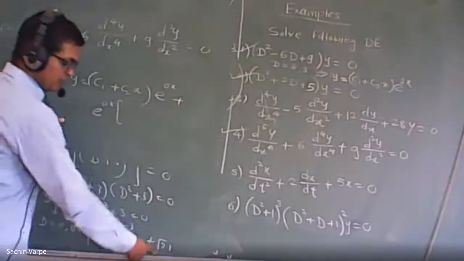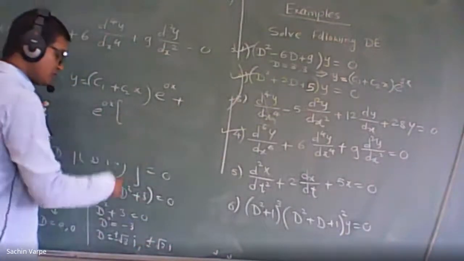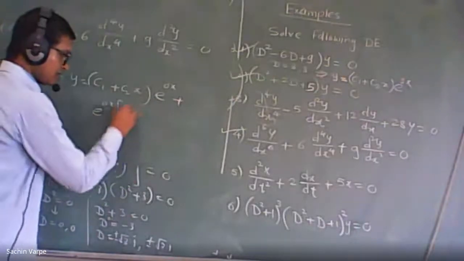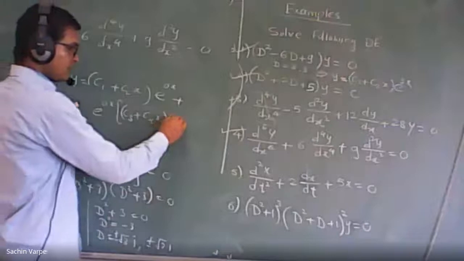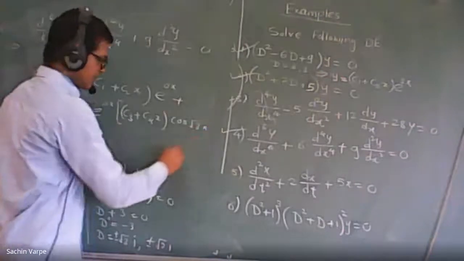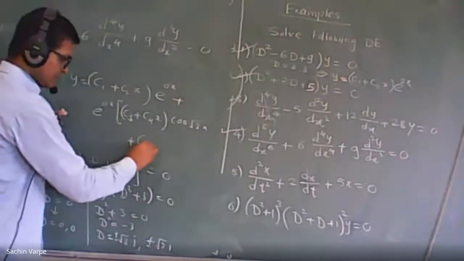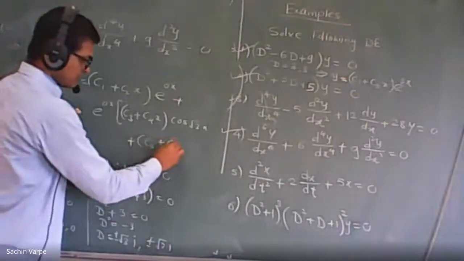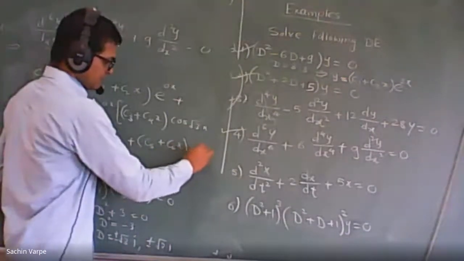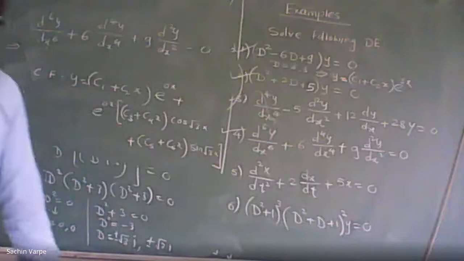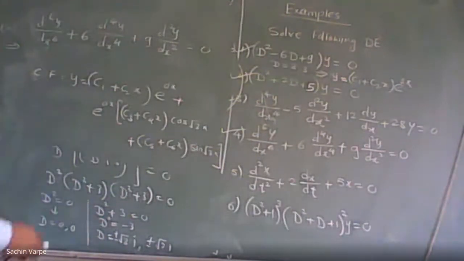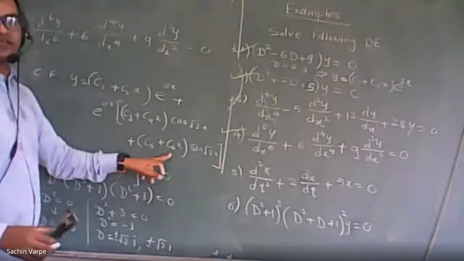And now for a repeated complex root, we are considering the polynomial here in terms of the independent variable. Here C1, C2 are covered. So the next is C3, right? C3 plus C4x into cos beta x, that is root 3x, and plus next is C5 plus C6x sine beta x. One, two, three, four, five, six.